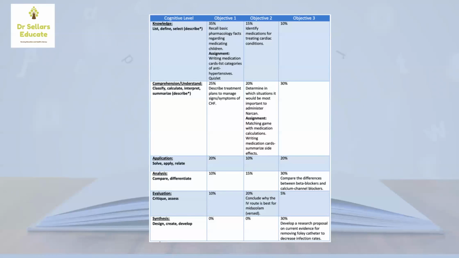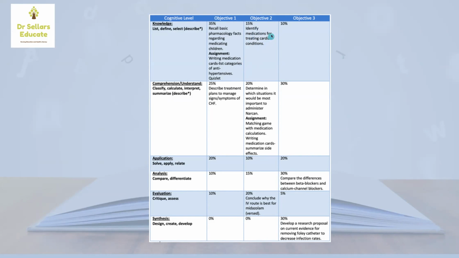Remember that we want to make sure we are developing student-centered or learner-centered objectives. It should not be a teacher-centered objective, because we want to ensure learning has happened. It's not about what we teach, it's about what our students learn. An assignment example could be writing medication cards where we ask them to list categories of antihypertensive or list types of antihypertensives. We could also incorporate a Quizlet that asks students to define, select the list of medications and to match them. Okay, so that's just one example of an assignment.